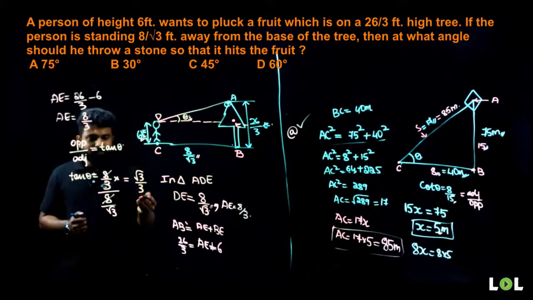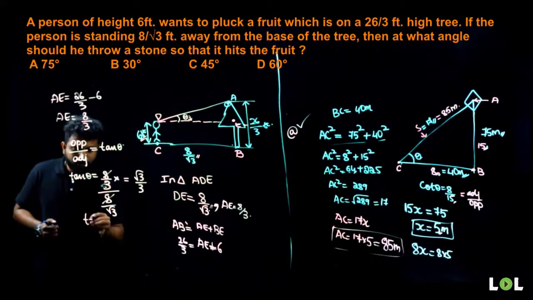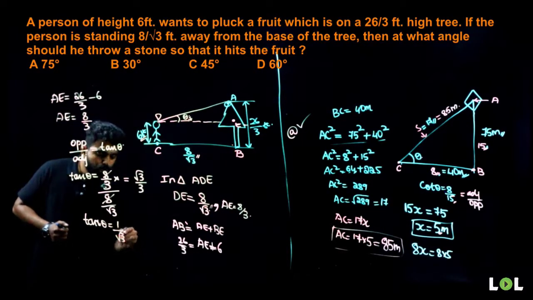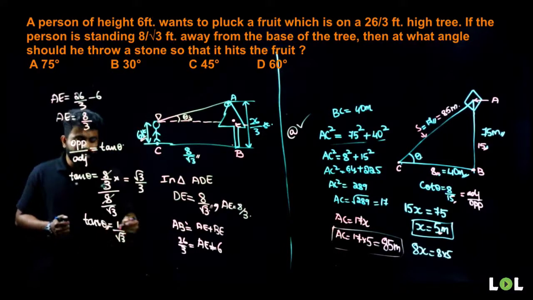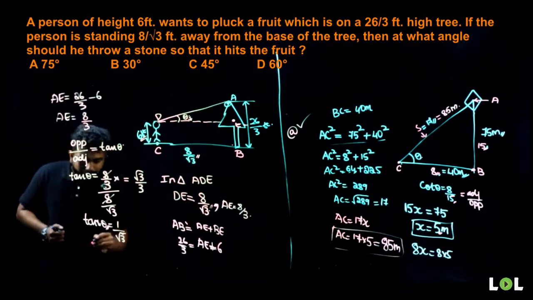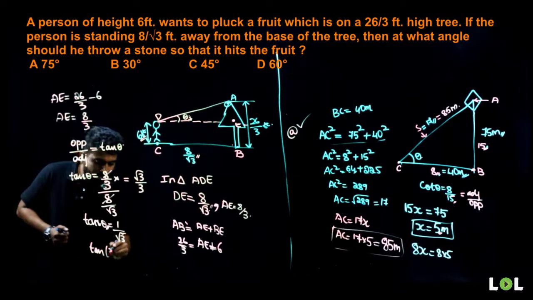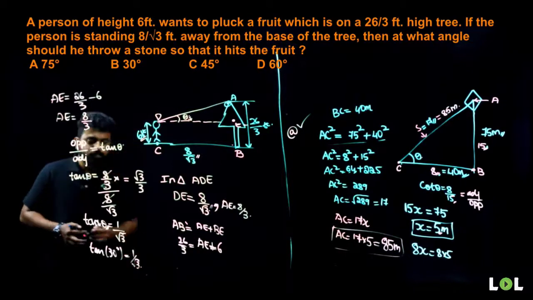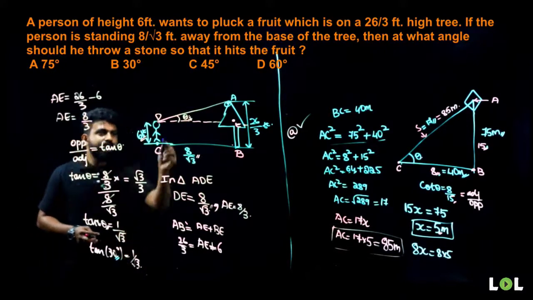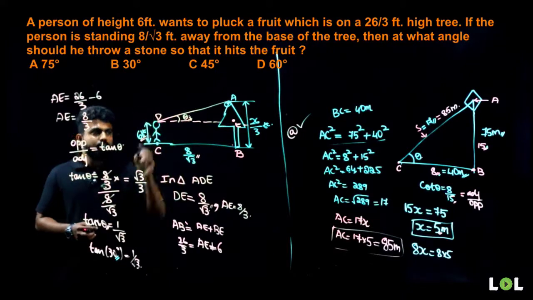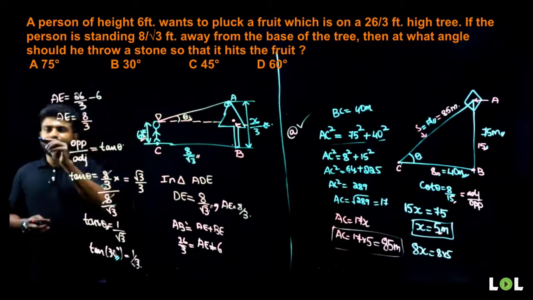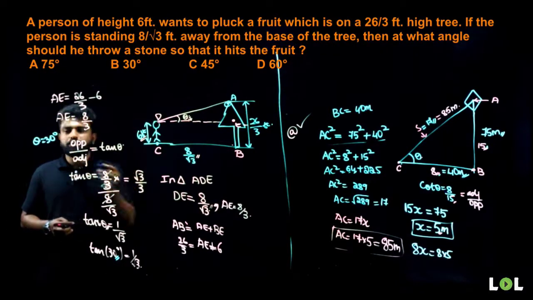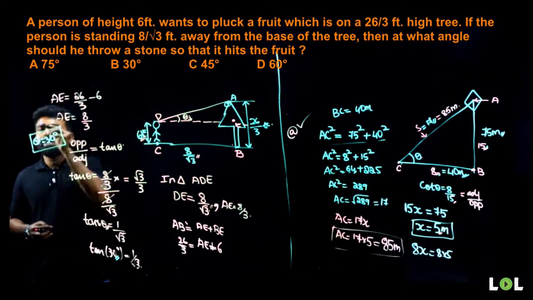So what is root 3 divided by 3? Root 3 divided by 3 can also be written as 1 by root 3. So for what value of theta do we get tan theta as 1 by root 3? Tan of 30 degrees is equal to 1 by root 3. So what is the value of theta here? At what angle should he throw the stone? He should throw the stone at an angle of 30 degrees. So do we have that in our options? Yes. Option B, 30 degrees will be my final answer.